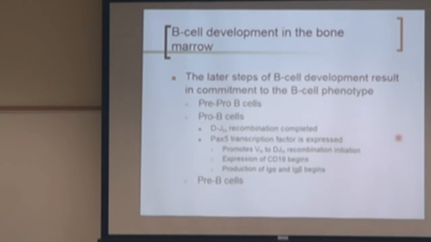So pro B cells, you get DJ recombination completed, and you start to promote VDJ recombination. You get CD19, so it's important to know that CD19 is a B cell marker. If you're looking at mature cells in the blood, CD3 is a marker for T cells, CD4 is specific for helper T cells, CD8 specific for cytotoxic T cells, and CD19 would be your major B cell marker. So CD19 is not going to be expressed on T cells or other subsets of cells.